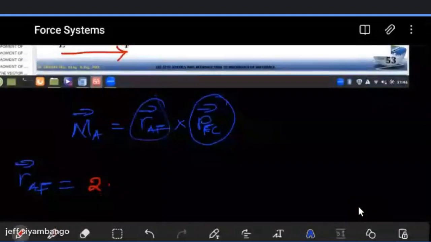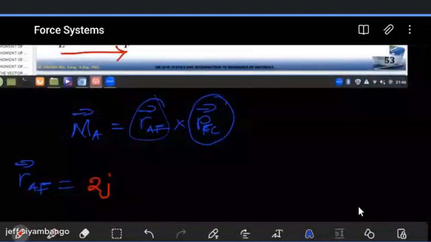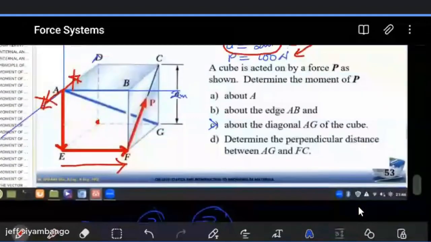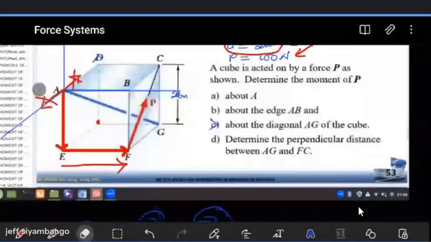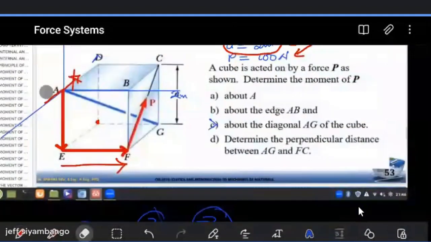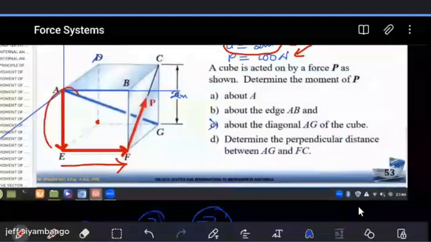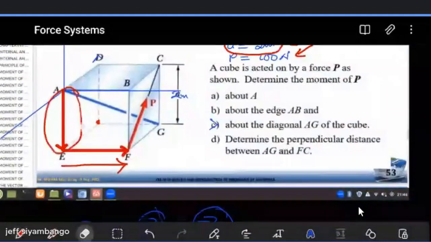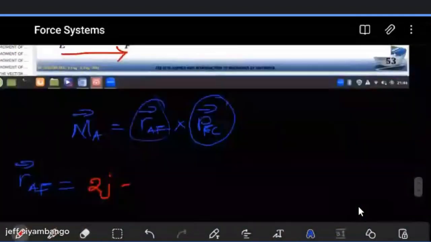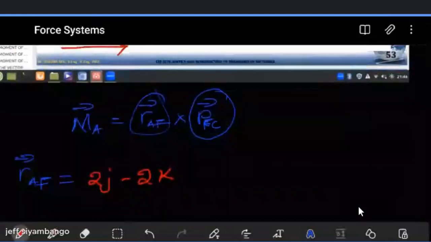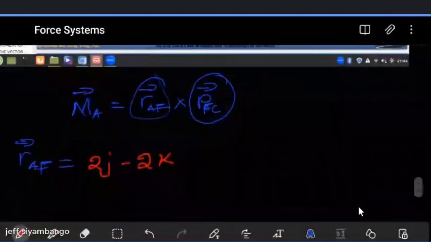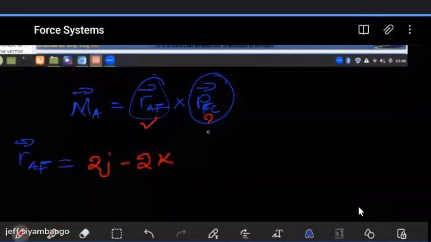So I have 2J. And then in the K direction, remember, you had to go down. So in the Z-axis, you had to go down, so that is a minus. And since this is a cube, it has to be a minus 2 as well. So this is going to be minus 2 in the K direction. So we have obtained what our R_AF is. Once we've obtained our position vector, we now need to get our force vector.